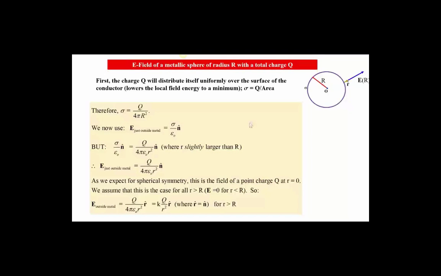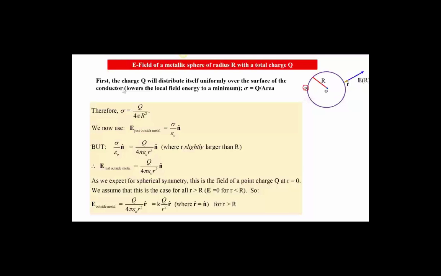I'd like to give you another example. That is, we're going to try to use as many boundary conditions as we can to find the E field and the potential of a metallic sphere that has a charge Q. So here's the sphere. We have a charge density sigma, which is equal to the charge Q over the area, and that would be the surface area of the sphere.